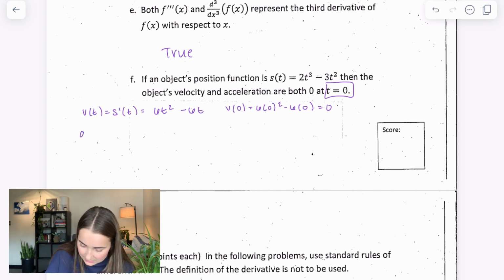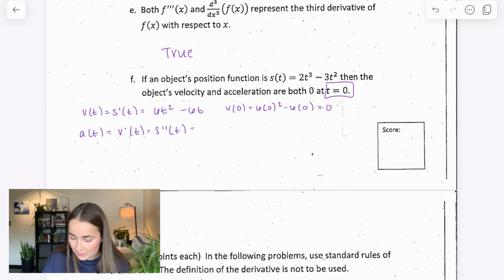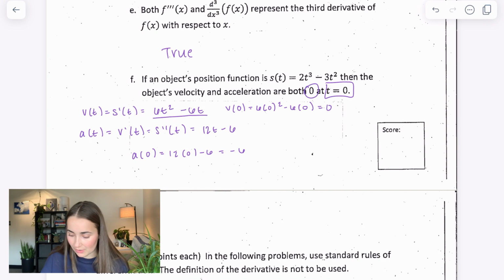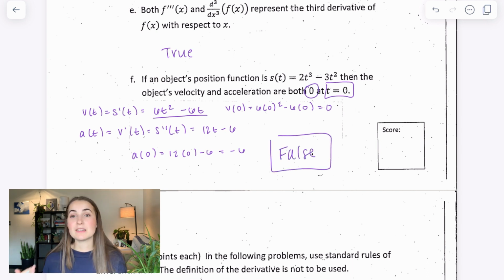Now let's go ahead and find the acceleration, which represents the first derivative of velocity and also the second derivative of the position. So I'm just going to go ahead and take the derivative of this, and I get 12t minus 6. Now, if I were to plug in t equals 0, I get 12 times 0 minus 6, but this is equal to negative 6, which is not going to be valued 0. So here we got another false statement. Just because a problem says you don't need to show work, it doesn't mean you shouldn't show work. Sometimes you got to work through the problem a little bit.